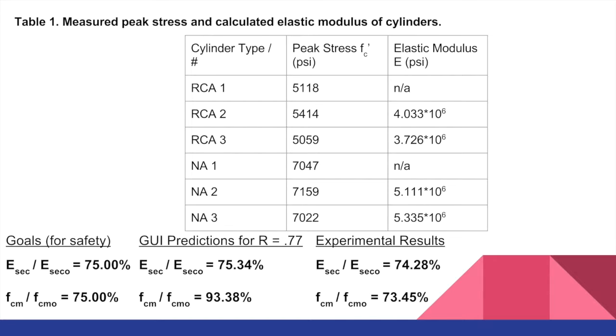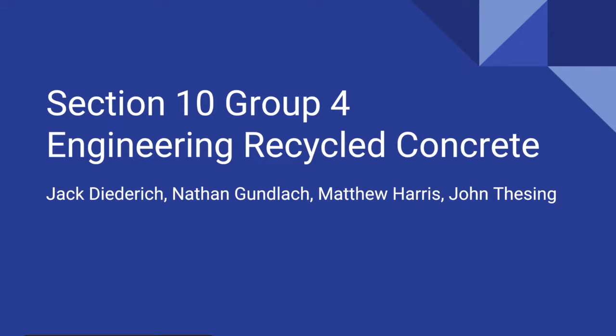So here we see a table of the peak stress value and the elastic modulus, which is the stiffness, for each concrete sample, and we averaged the RCA divided by the average of the Na to yield experimental results of stiffness, relative stiffness being 74.28% and relative strength being 73.45%. The relative stiffness, the experimental changed by 1%, and for the strength, it changed by about 20% from the predicted GUI values. And that was our engineering recycled concrete project.